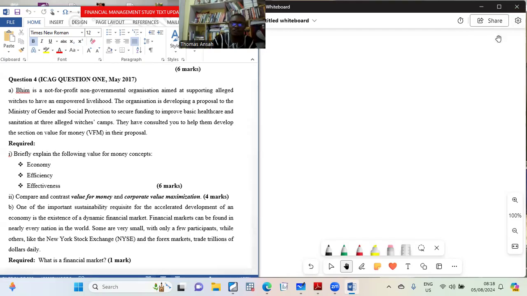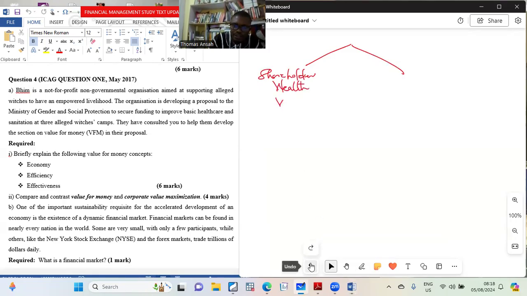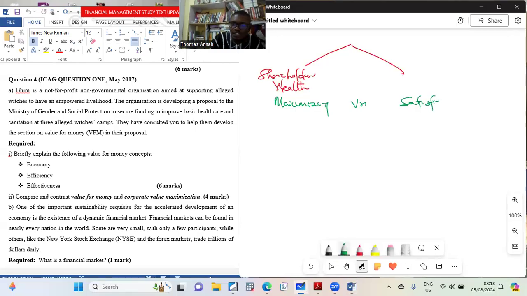But before I move on to anything, I just want to ask you a question. When we say the concept is shareholder wealth maximization, is there a difference? The word that I'm focusing on is the word maximization. Maximization versus satisfaction, shareholder satisfaction. What is the difference between maximization and satisfaction?